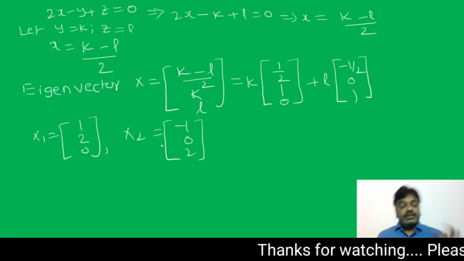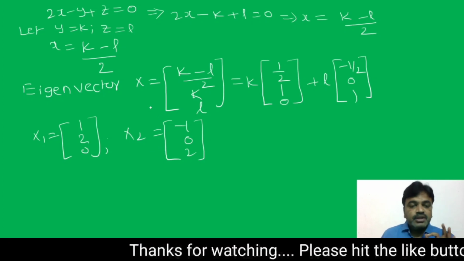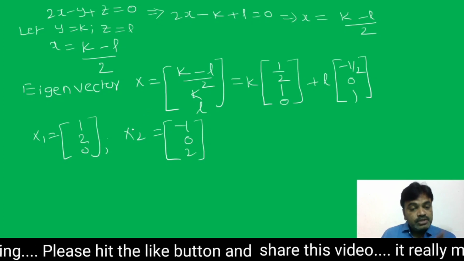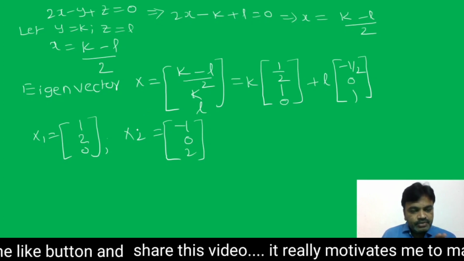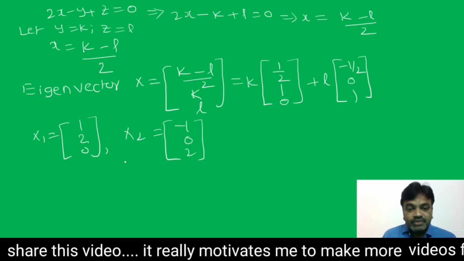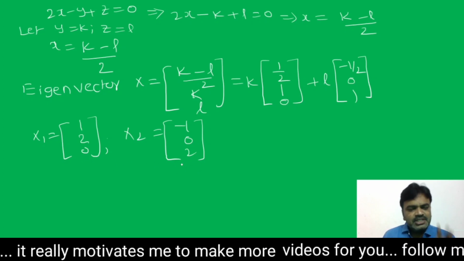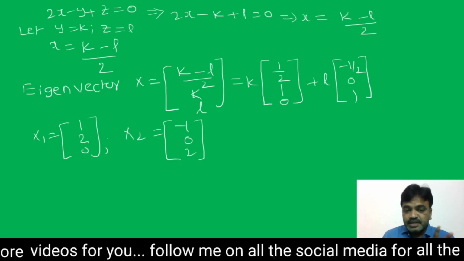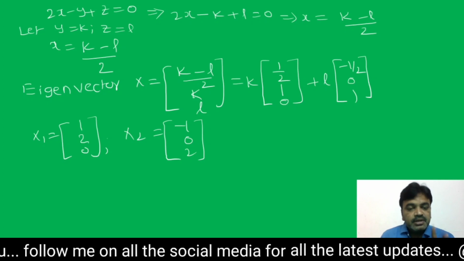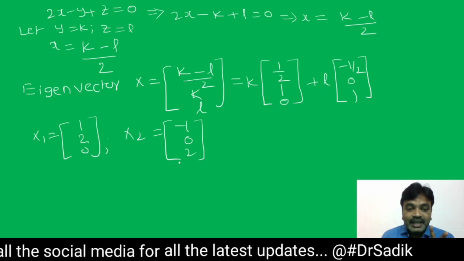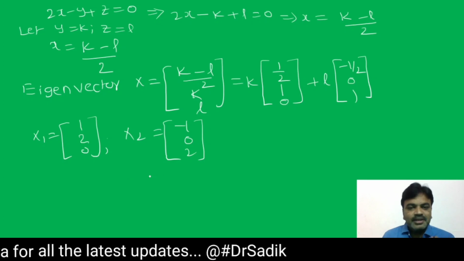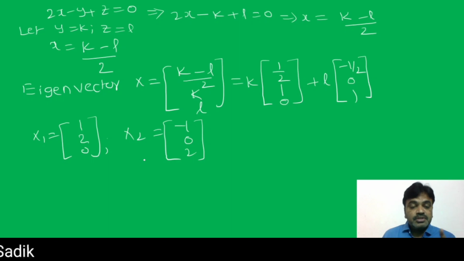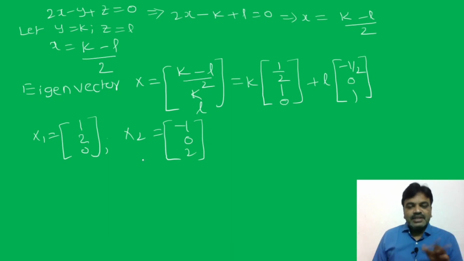Now see here, friends, this is very important. Here we have repeated roots 2, 2. For these two repeated eigenvalues, we get two different eigenvectors, friends. This is our observation here. In the next problem, we discuss that for repeated roots we get only one eigenvector. You will see in the next video.